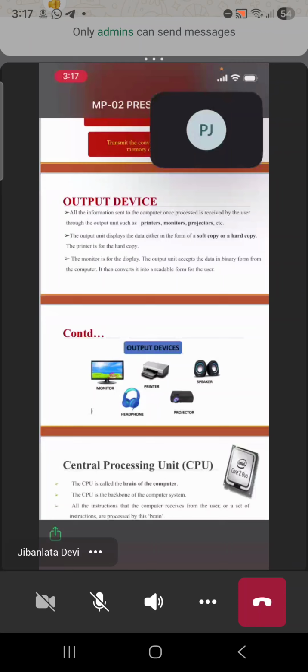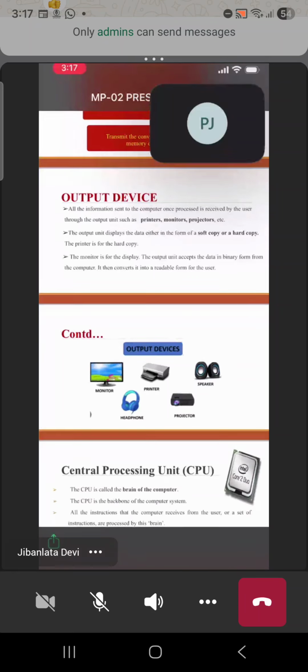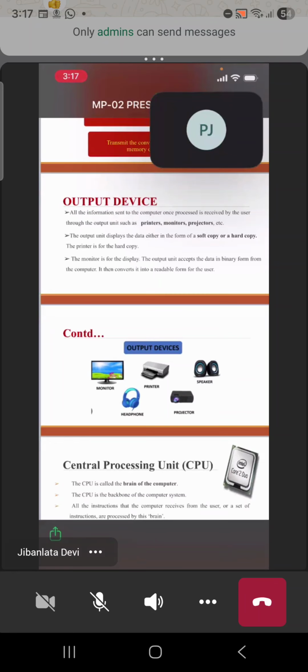Then the second component is the output device. All the information sent to the computer, once processed, is received by the user through output units such as monitors, printers, projectors, etc. The output unit displays the data either in soft copy or hard copy format. The printer is for hard copy. The monitor is for display.